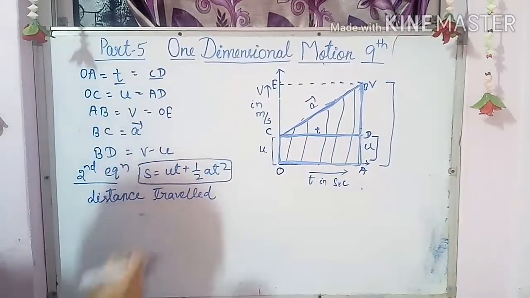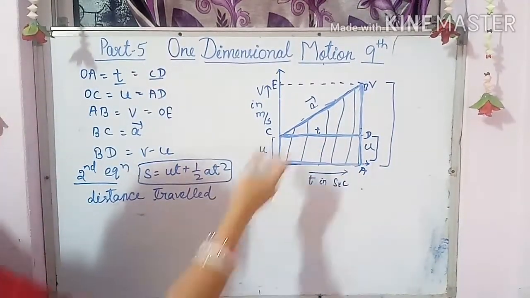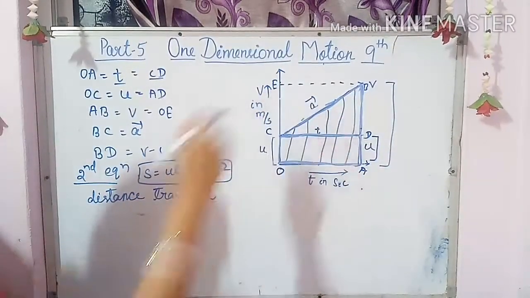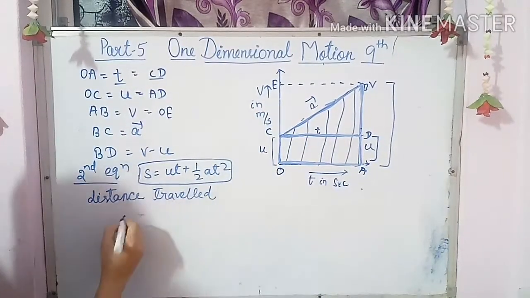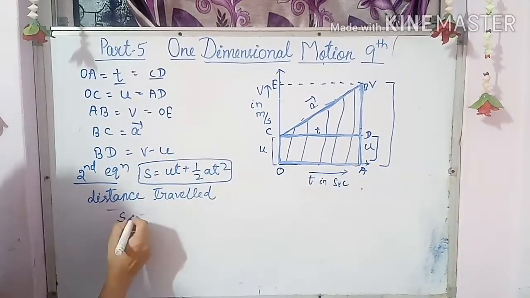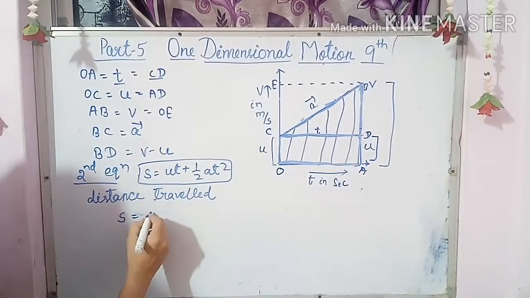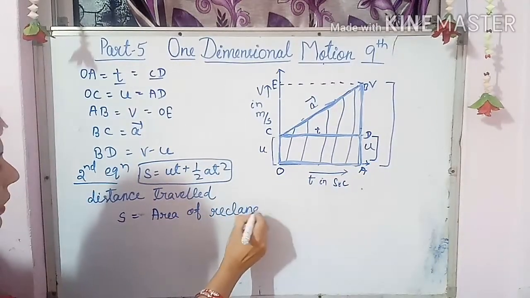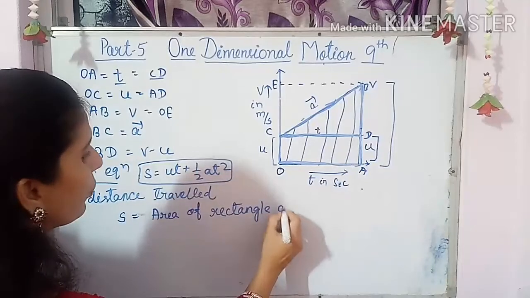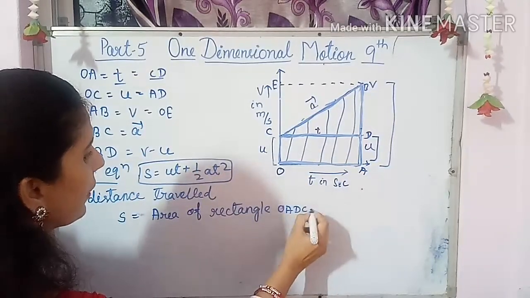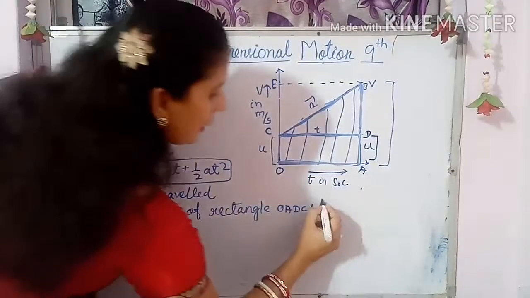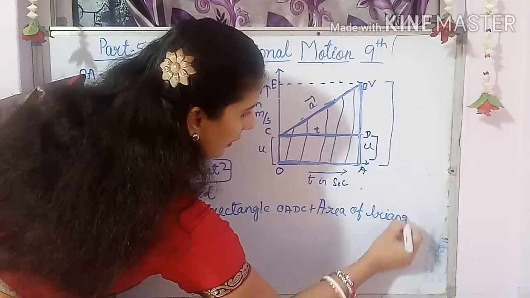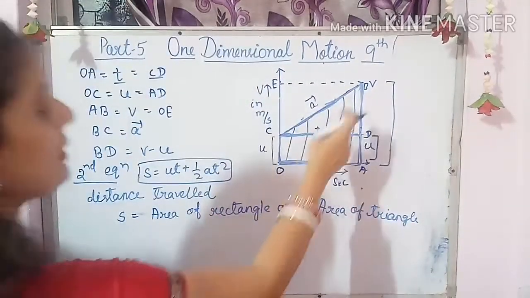So how will I write them? You have to calculate the area of this rectangle and the area of this triangle. After that you can add them so that you get the total distance travelled by the body. Now the total distance travelled, the symbol is S. So what you have to find out is the area of rectangle OADC, plus the area of triangle CDB.